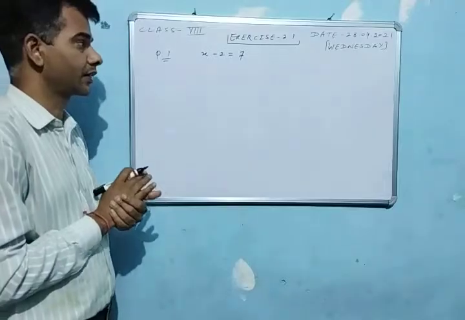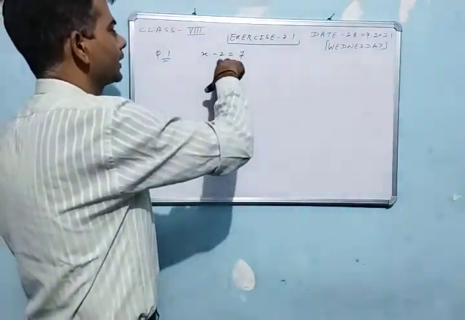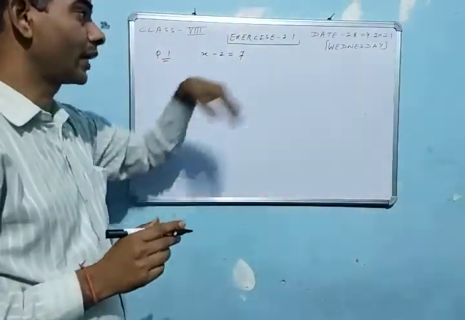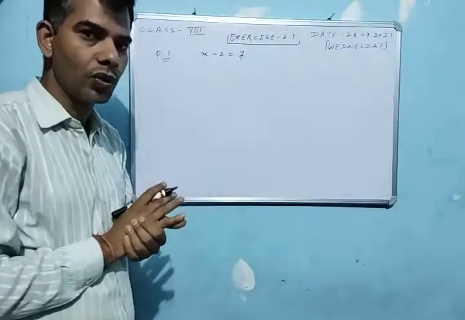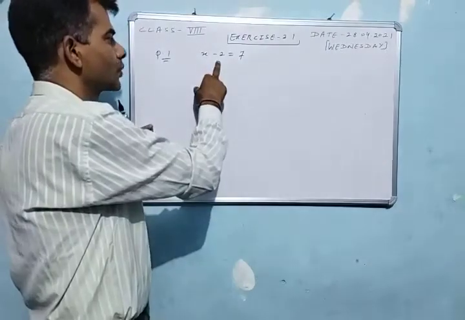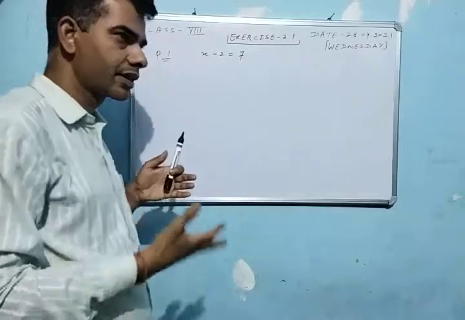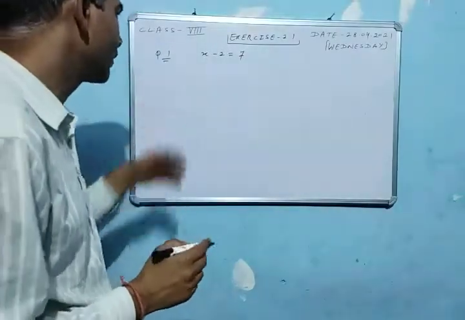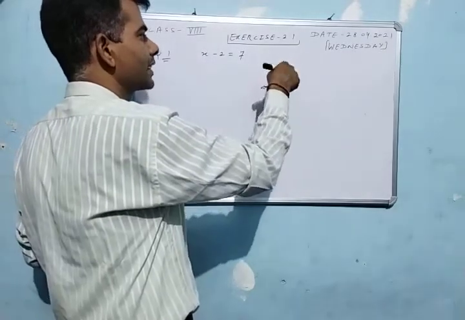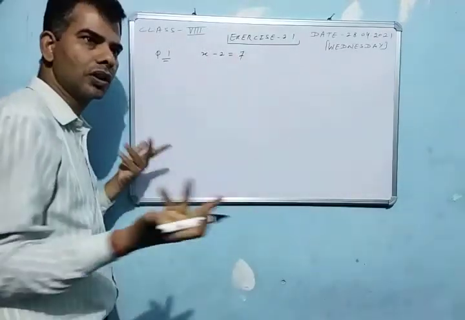Student, there are two methods. First is the transposing method, that is minus 2 is transferred from left hand side to right hand side, then you can find out the value of x. Second method is, if there is minus 2, add 2 on both sides. First method is transposing minus 2 from left hand side to right hand side, that is x is equal to 7 plus 2, that is x is equal to 9.